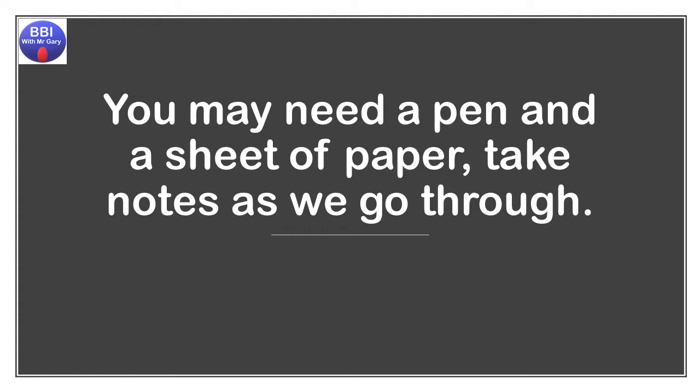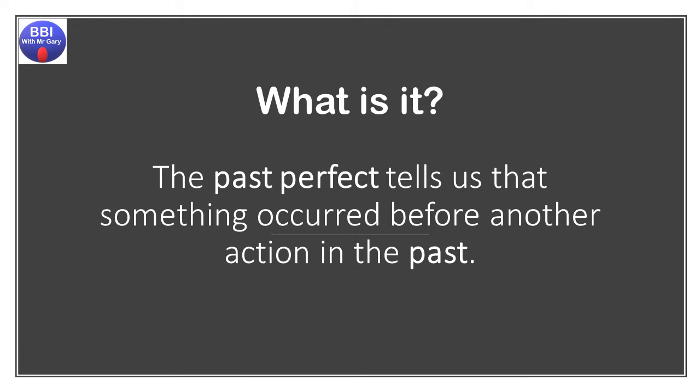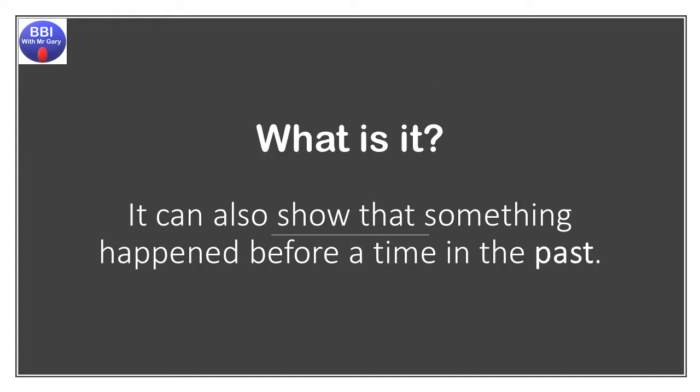Right, we need to discuss what is the past perfect. So it tells us that something occurred before another action in the past. Likewise, it can also show us that an event happened before a time in the past. So there are two keywords that we need to consider when using the past perfect tense. Let's look at those keywords together.